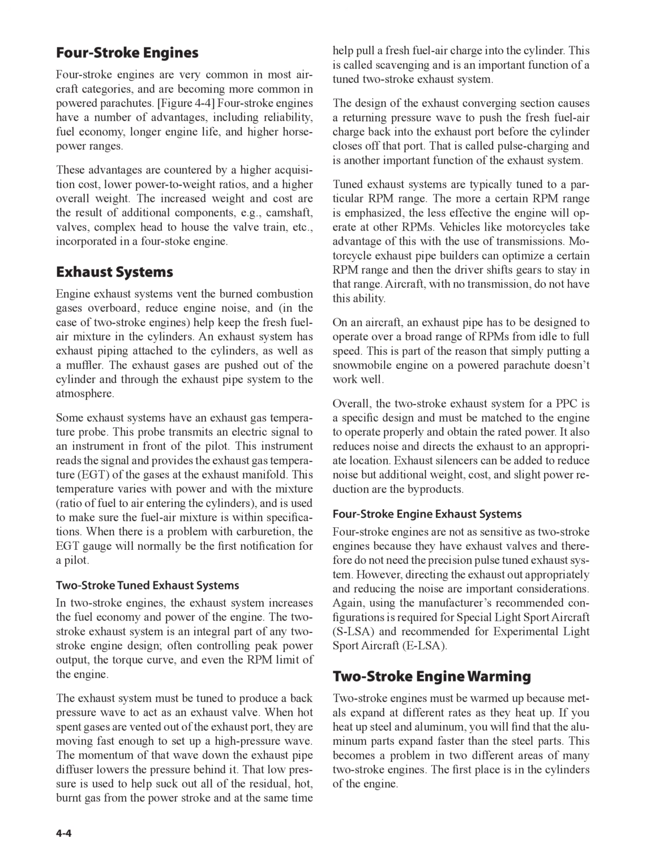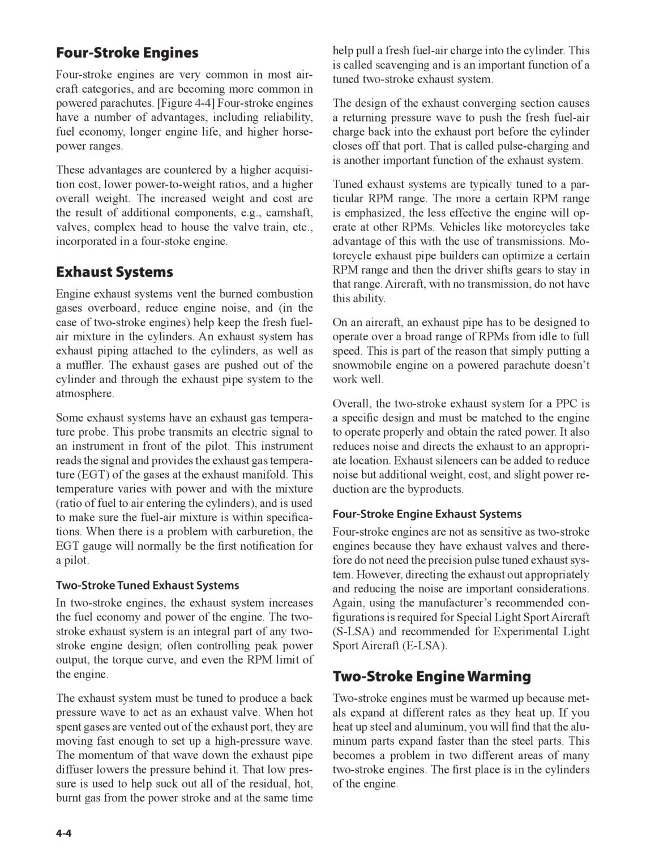Exhaust systems. Engine exhaust systems vent the burned combustion gases overboard, reduce engine noise, and, in the case of 2-stroke engines, help keep the fresh fuel air mixture in the cylinders. An exhaust system has exhaust piping attached to the cylinders, as well as a muffler. The exhaust gases are pushed out of the cylinder and through the exhaust pipe system to the atmosphere. Some exhaust systems have an exhaust gas temperature probe.